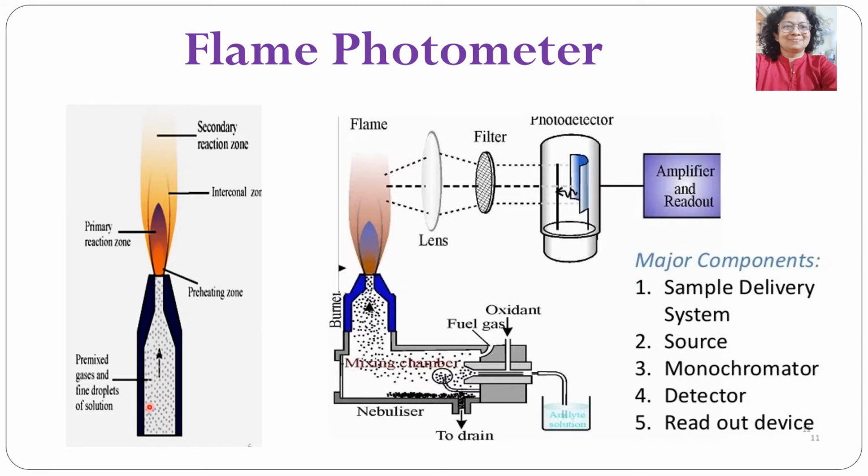Now we'll also see the parts of a flame and the atomizer. This is a flame which has a preheating zone. Whenever you see a flame, you can see these different zones. Then this is the primary reaction zone, this is the interconal zone, and this is the reaction zone. This is the place from where the sample is delivered. This is the mixing chamber, where it is nebulized by compression, and then from here the flame is given. In the next slide I'll explain the whole process.